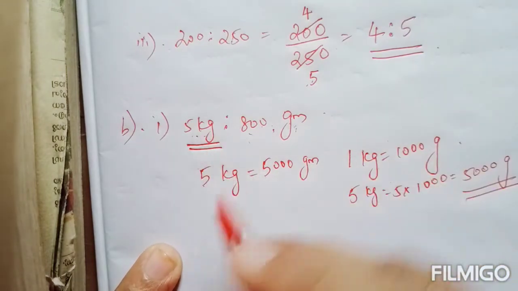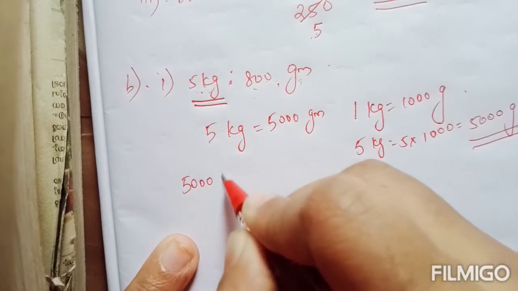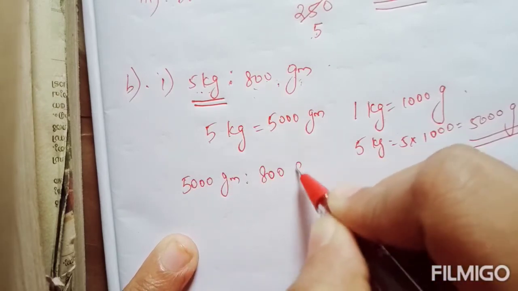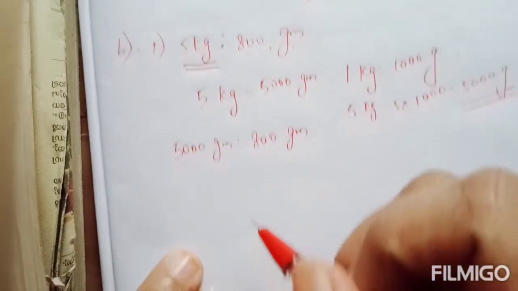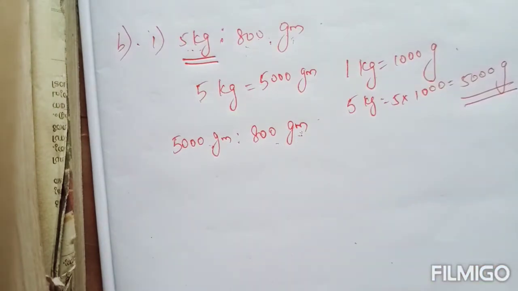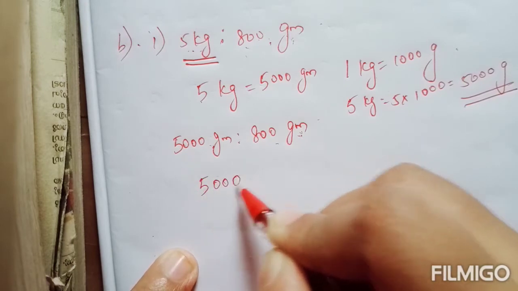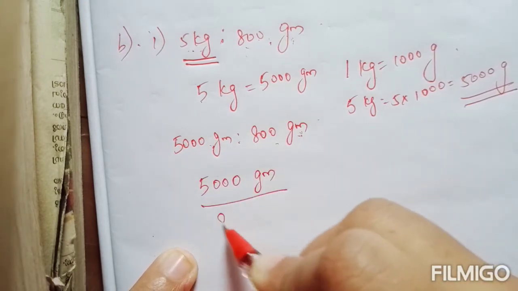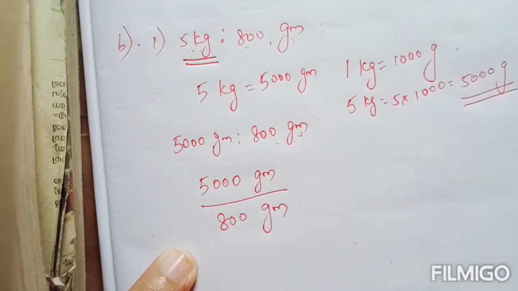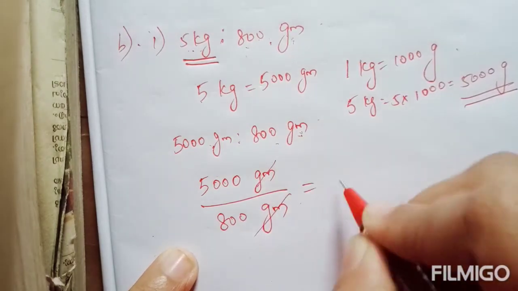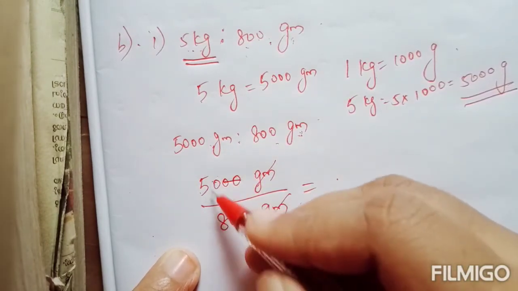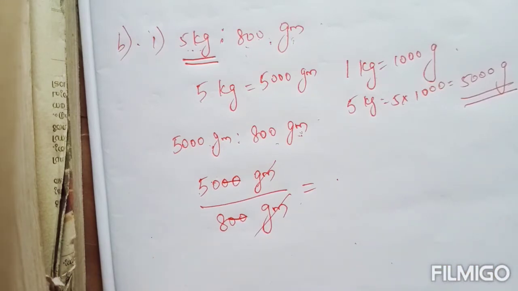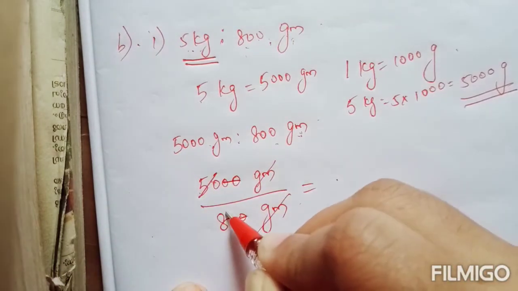So in place of 5 kilogram you can write 5000 gram is to 800 gram. Now you can find the ratio. Their units are same and they are of the same kind. So finding their ratio, divide 5000 gram by 800 gram. Gram, these two units you can cancel. Now 5000 by 800, 2 zeros you can cancel. Remaining 50 by 8. 50 by 8 you can reduce. Both will go in 2.